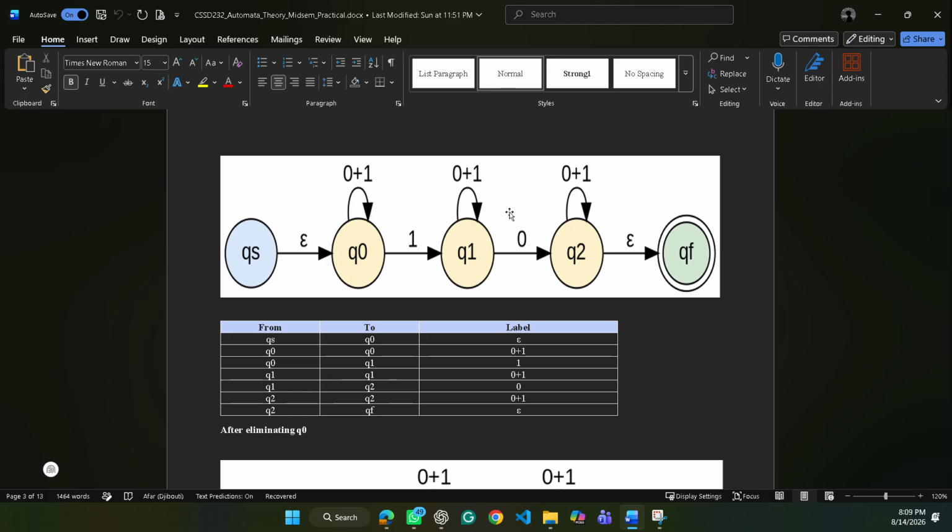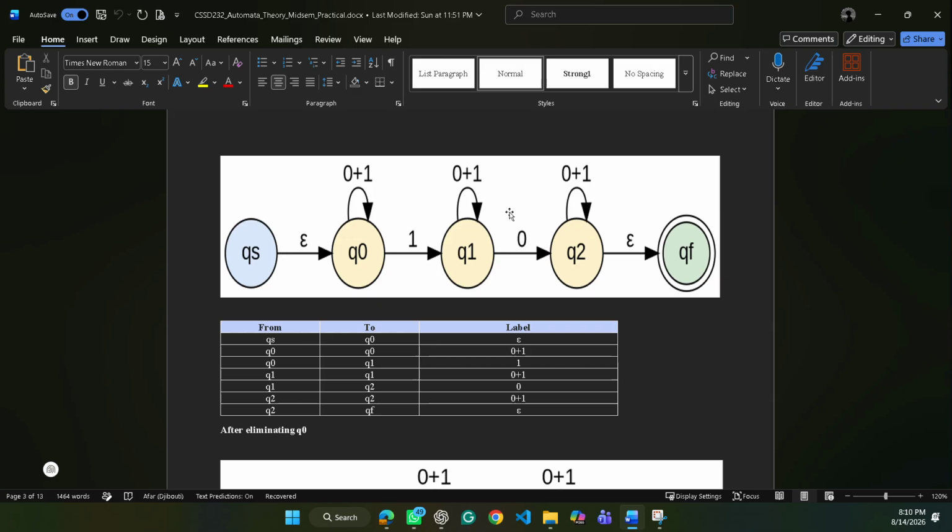The first state eliminated is Q0. After eliminating Q0, the transition from QS to Q1 becomes (0+1)*1. The (0+1)* represents any number of zeros or ones, followed by a 1.